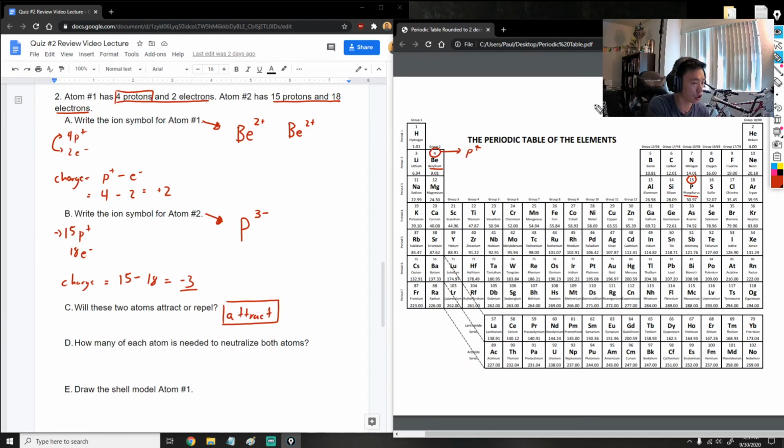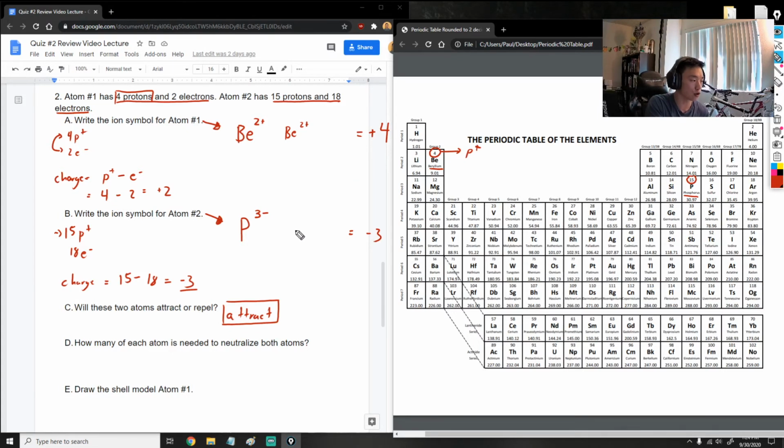Okay, because if we just go back and put it together, the charge here is positive 2, and the charge here is negative 3. So we're going to add another Be2+. That way we can get a little bit more positive charge. But if I add another 2+, 2 plus 2 is no longer positive 2 anymore. It's positive 4.